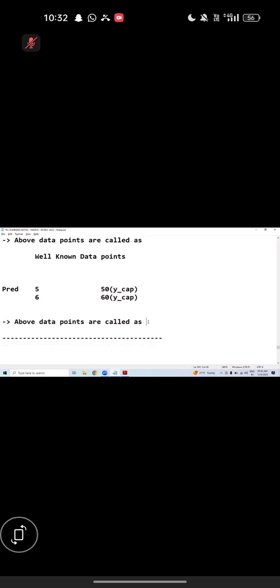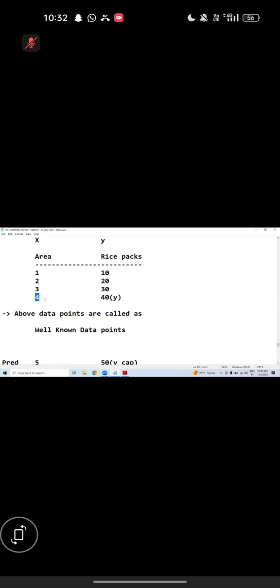Well-known data points, the points we know, right? Above data points are called as unknown data points. Unknown data, meaning these points 5 and 6 are called as unknown data. Tell me, unknown data points. Always we need to do the prediction for unknown. We need to do the prediction on what we don't know.